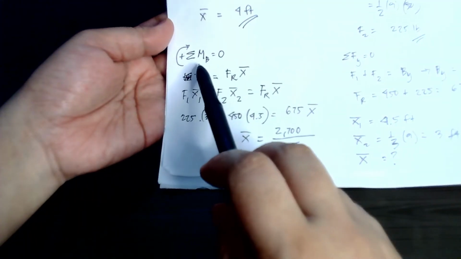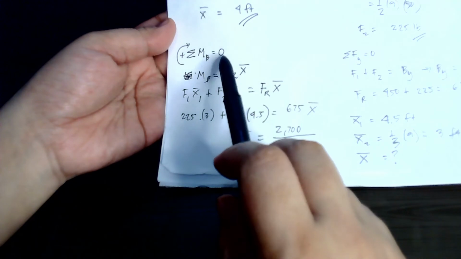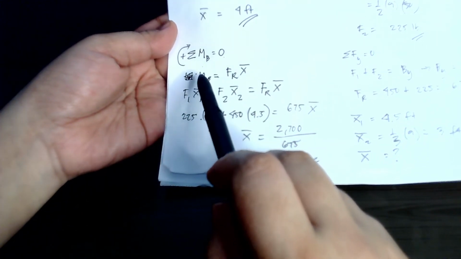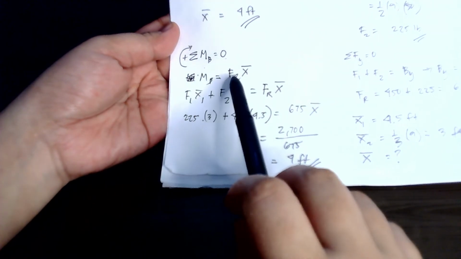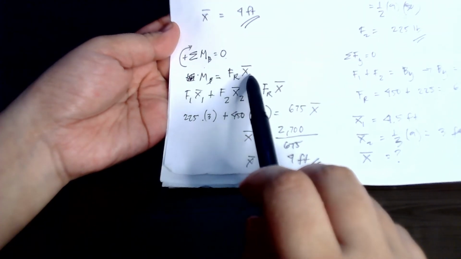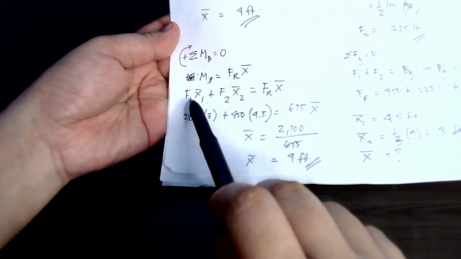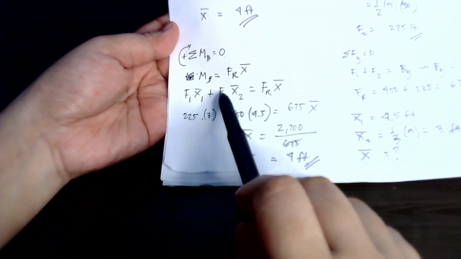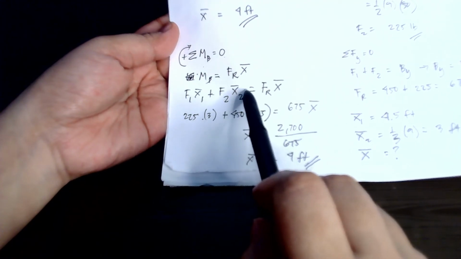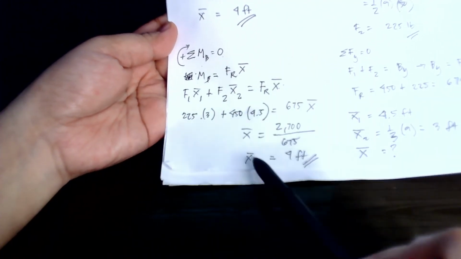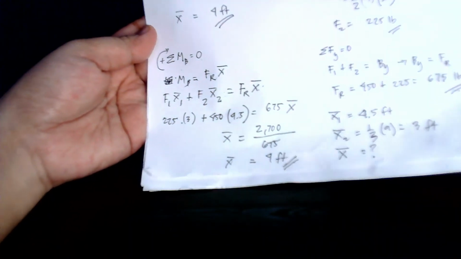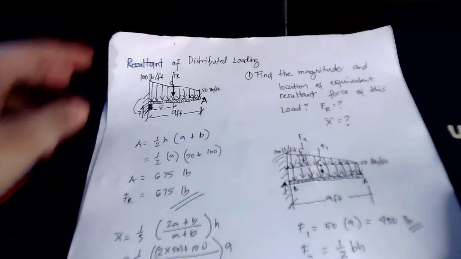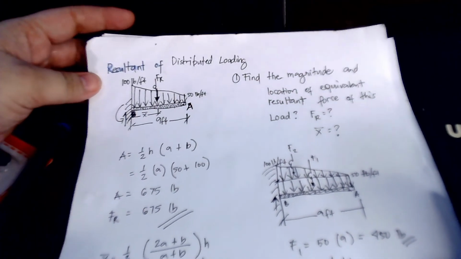So the summation of moments at B must be equal to 0 since our problem is in equilibrium, and your MB is equal to FR X bar, so you will get F1 X1 plus F2 X2 is equal to FR X bar, so your X bar is 4 feet. So that's it. That's our problem for today.